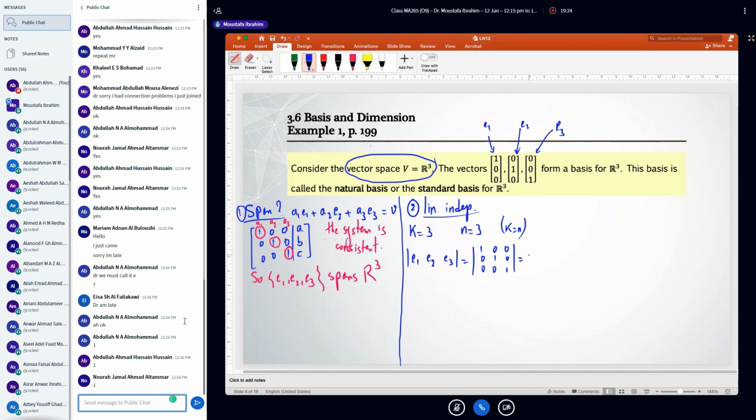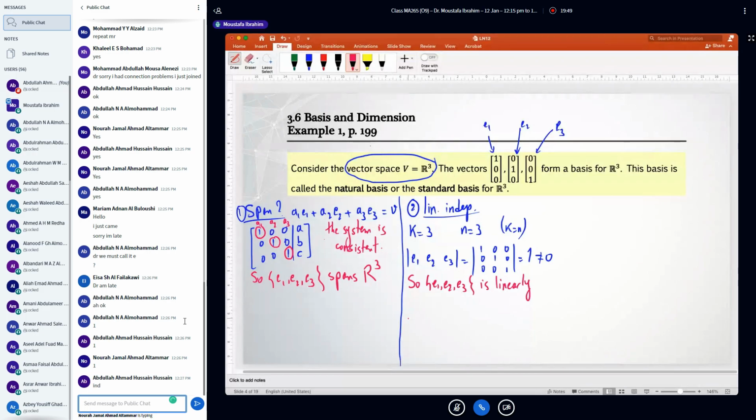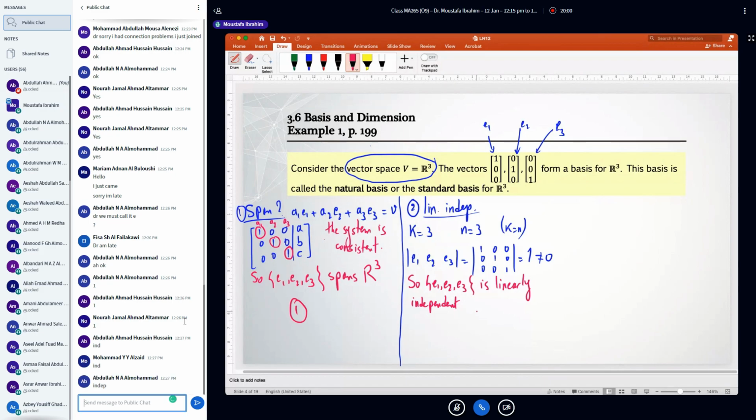Very good. It's 1 because it's the identity, and it's a diagonal matrix. So we multiply the entries of the main diagonal. Different than 0, so e1, e2, e3 is linearly dependent or independent? Independent. So we have a set spanning the vector space, and it's linearly independent.